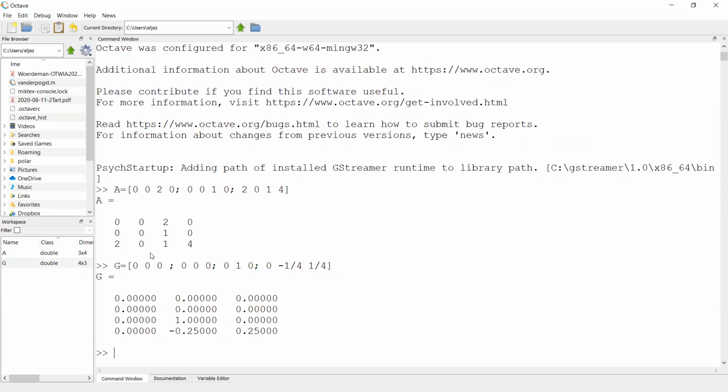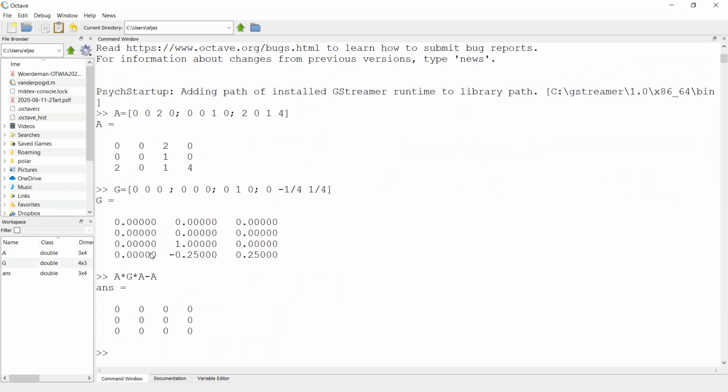And what we have to check is A times G times A minus A. So AGA is A. In other words, AGA minus A must be equal to 0. And we see that we really get the zero matrix. So this G is one of the generalized inverses of A. And we will need this example shortly when solving a linear system. We will do this for the same matrix A.